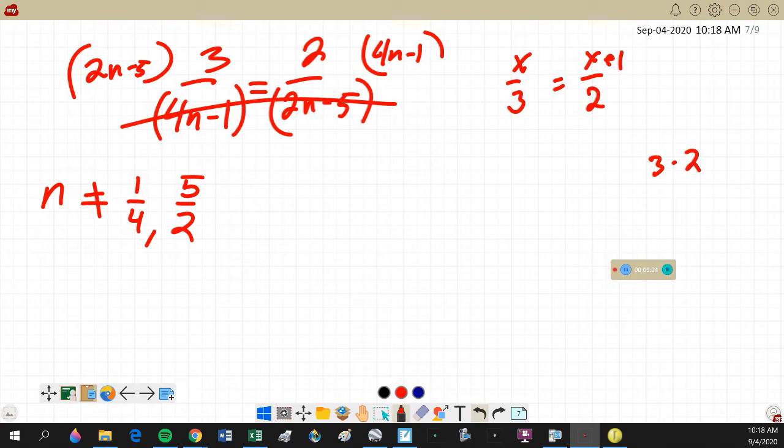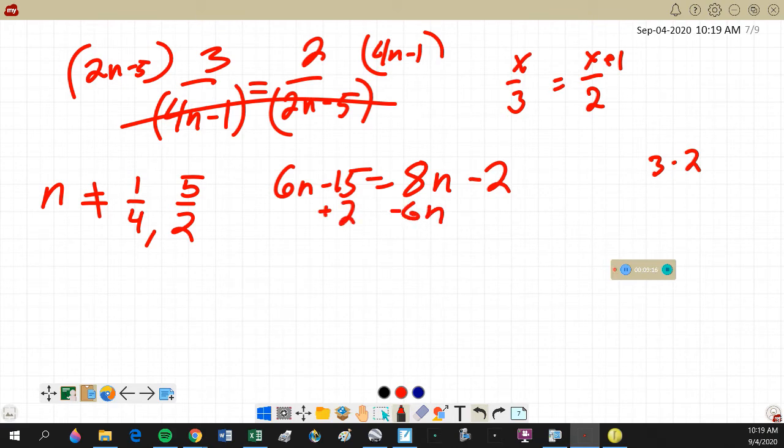Everybody understand that? Okay. So 6n minus 15 equals 8n minus 2. So subtract 6n and add 2. Negative 13 equals 2n. So n is negative 13 over 2. Is that a valid solution? Yes. Finally. This one finally had an answer.